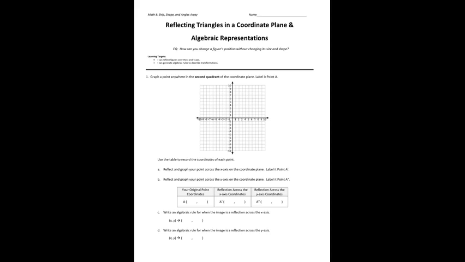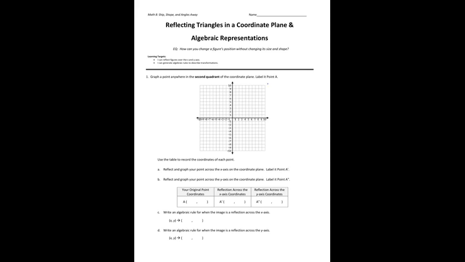Today we're going to talk about reflecting triangles in a coordinate plane and then writing algebraic rules or representations for that. So pay attention and work with me. We all have our worksheet. The first part says graph a point anywhere in the second quadrant of the coordinate plane and label it point A. Well, let's make sure you remember the quadrants.